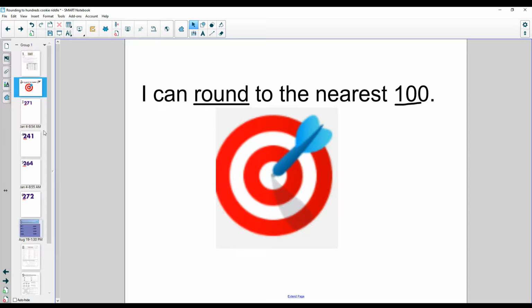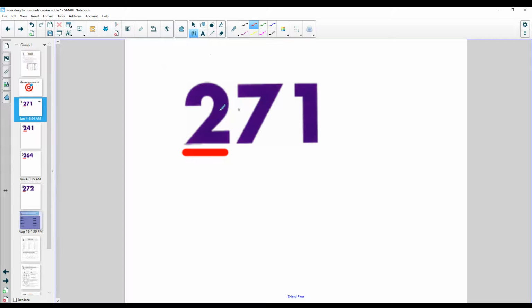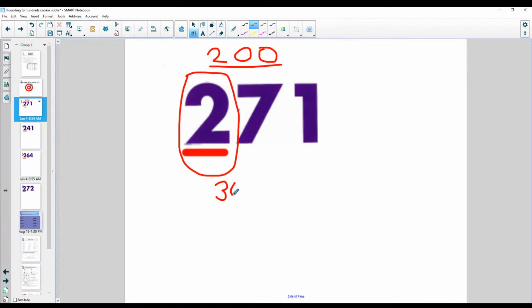So let's look at a number. We have the number 271. We're rounding to the hundreds. This is the hundreds place. Ones, tens, hundreds. This is either going to go to 200 or stay at 200. Sorry, that would be let it rest, or go to 300.